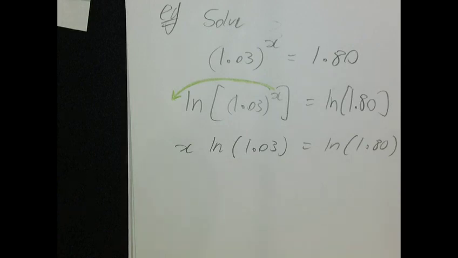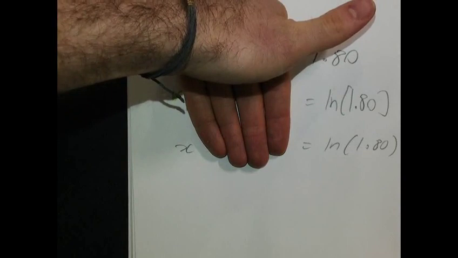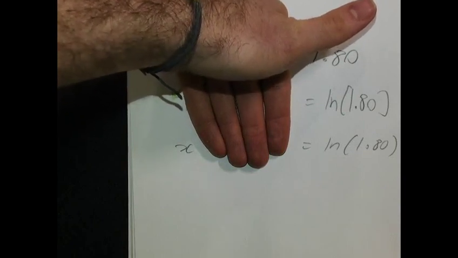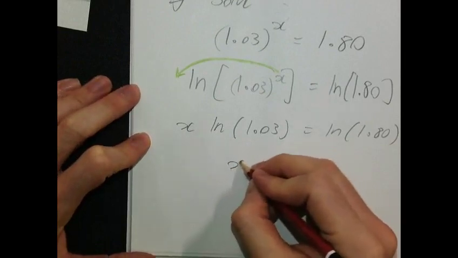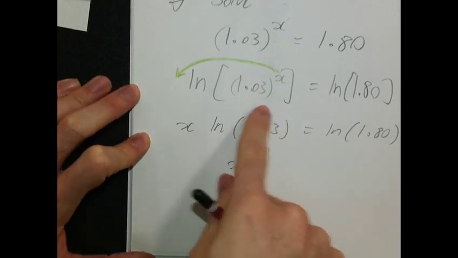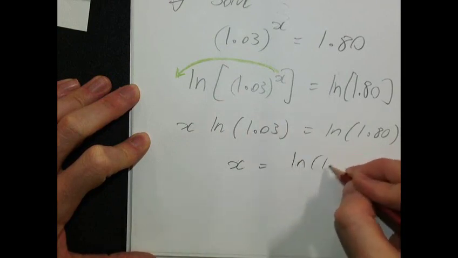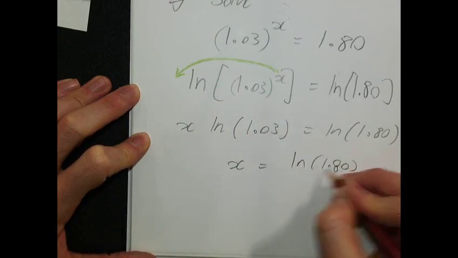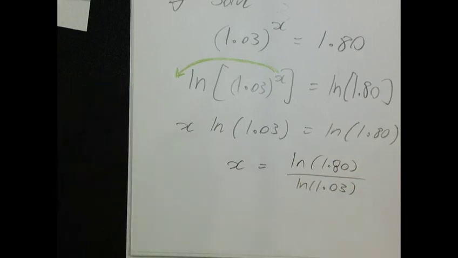All I need to do now is, well, just a second, if this was just a number like 4, I'd divide by it to make it go away, because x times 4 is that, so I had to divide by 4. So if I divide both sides by that, so divide this side by the ln 1.03 and it'll go away, and divide this side by the ln 1.03 and it will be there, and then I ask my computer or calculator what that is, because my calculator has an ln button.